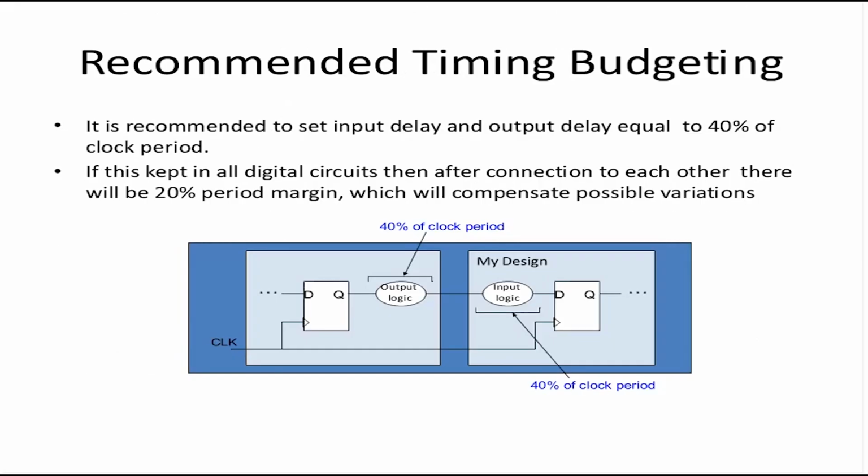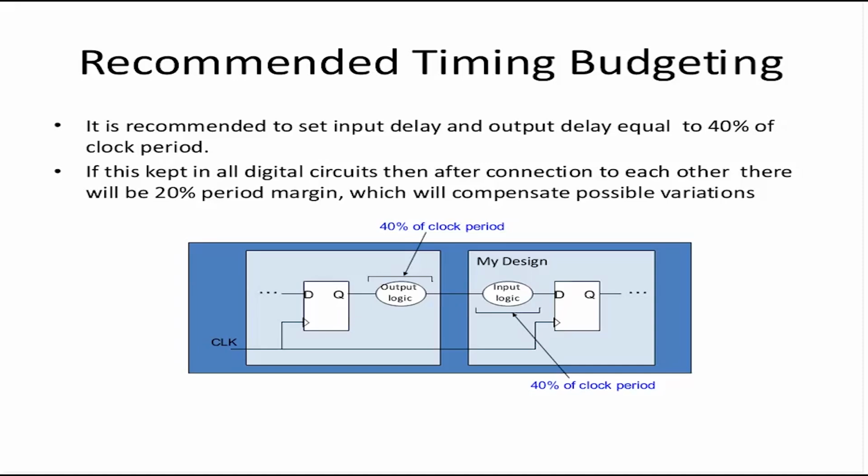So how do we do timing budgeting? That's the question. How do we calculate the values of input and output delays? Usually, in most of the blocks, people will set some guidelines. For example, some designer might set a guideline that the input and output delay are both 40% of the clock period. 40% of the clock period means that, for example, you have a 10ns, 100 megahertz clock, and you say that the input delay is 40%, that is 4ns.